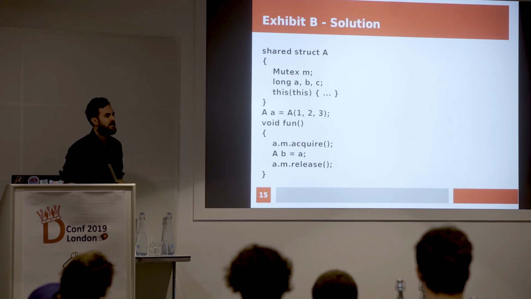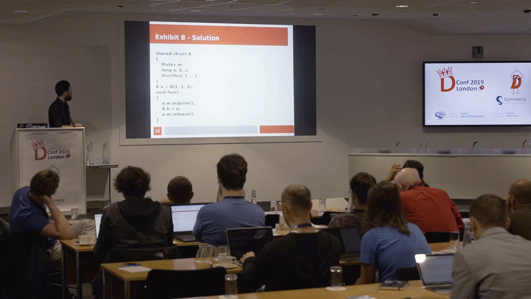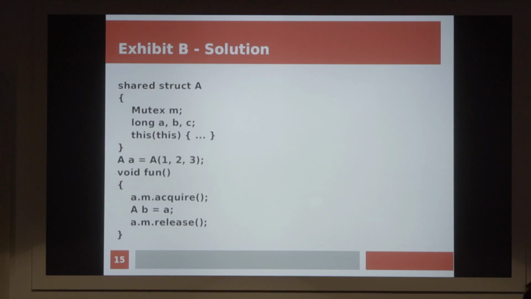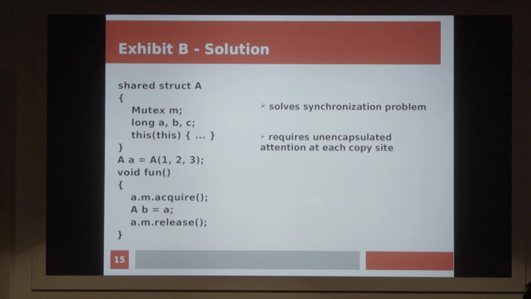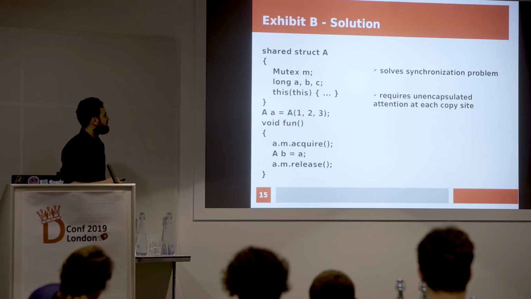Well, the first idea that comes to mind is to use a mutex, and whenever I want to initialize another shared object, I can just acquire and release the mutex. Of course, this solves our synchronization problem, but it requires explicit attention at each copy site. So it's not a very clean solution.